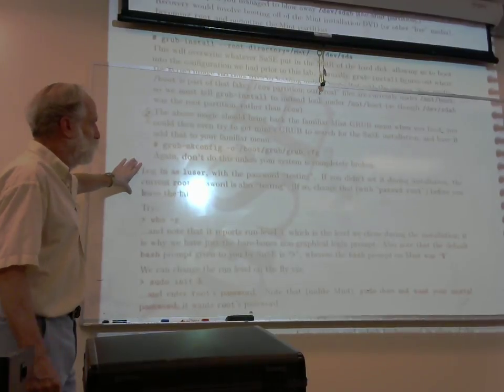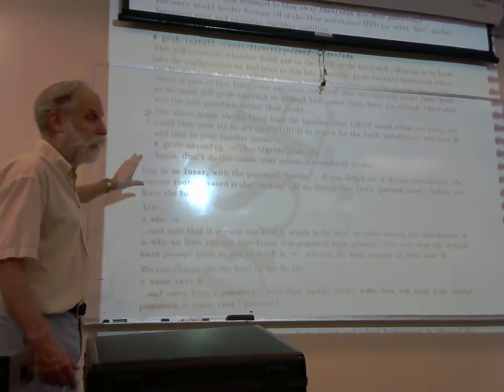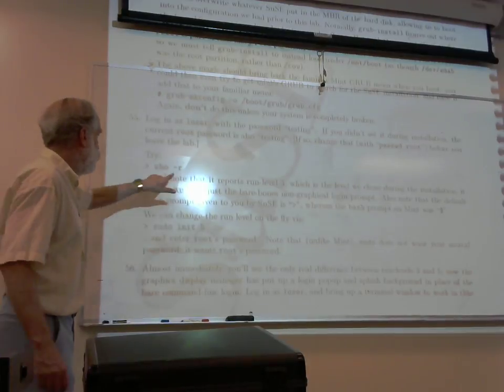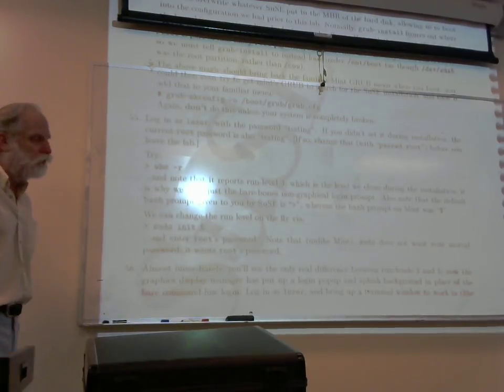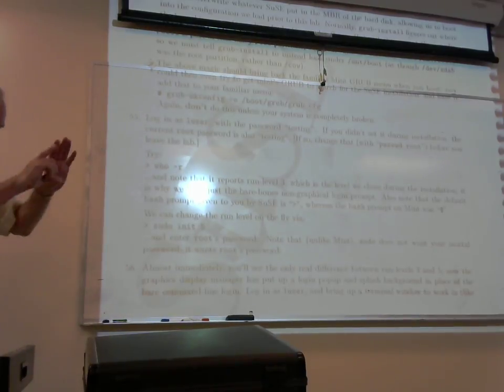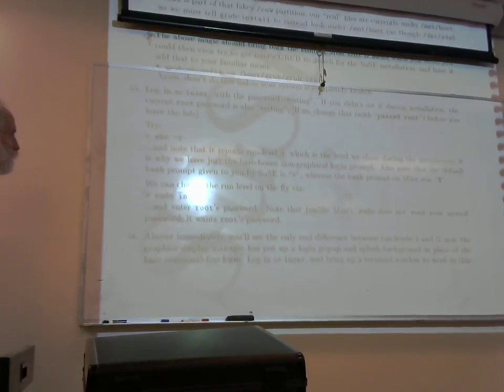Alright, so we should be able to get in as user with the testing password again. That at least works on my SUSE machine. Now, if we do a who -r, that just says, tell me what run level we're at. And it should say that we were at run level 3. That's the way we set it up to get a non graphical interface. But we're going to try to change that as we go along.